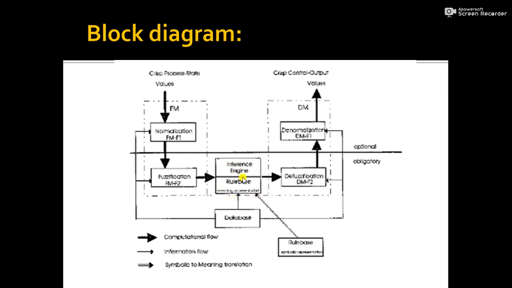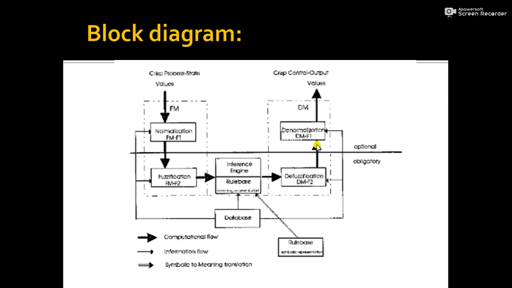Now, the result of this block will be sent to the defuzzification block, wherein the fuzzy values are converted into crisp values using various techniques, or any one of the techniques, such as center of gravity, height method, first of maximum, last of maximum, weighted average method, etc. Whichever method is applicable is used in this block to get a single crisp value.